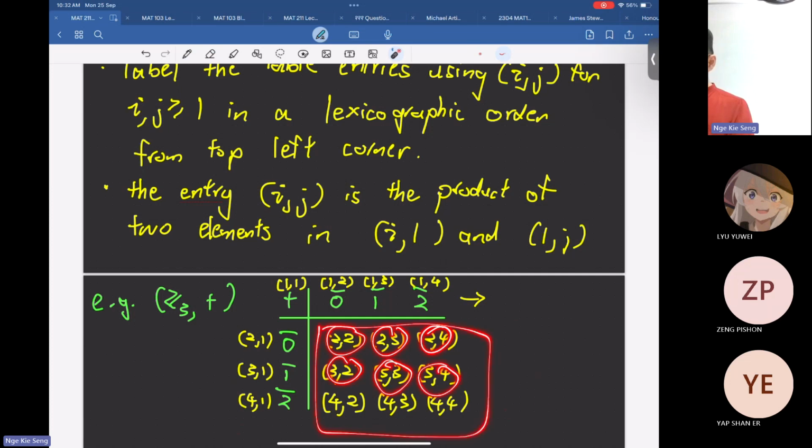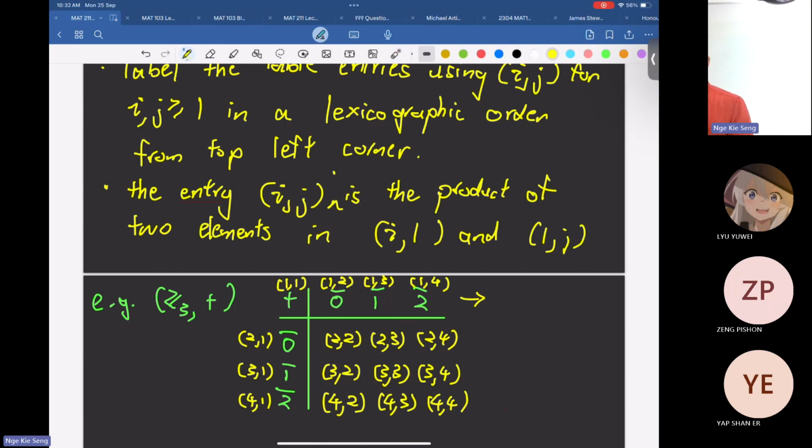Okay, the number that is greater than the entry for I and J. I greater than 2, and then J greater than 2 as well. So I, J greater than 2. So I'm trying to complete my instruction here. So I, J greater than 2, okay, is the product of what? Two elements in I1 and IJ.